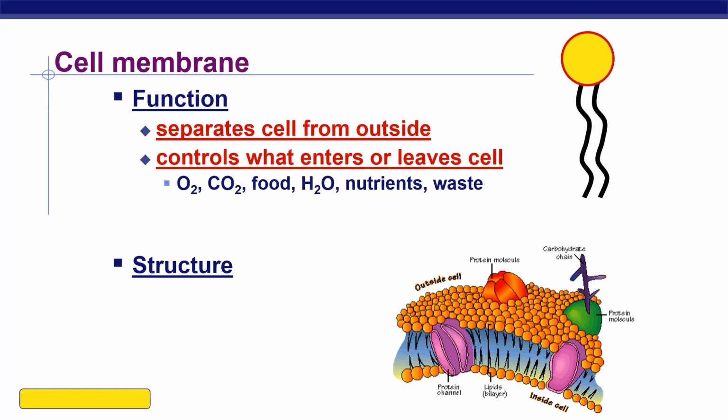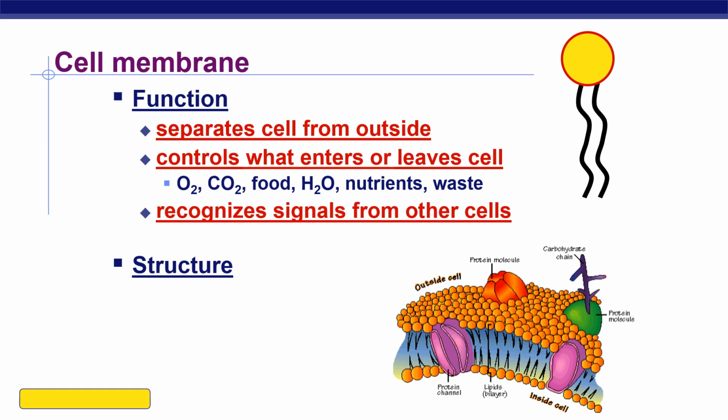We're going to discuss that by and by. What are the different materials that enter or leave the cell? We have oxygen, carbon dioxide, food, water, nutrients, and waste. It also recognizes signals from the other cells. That's the reason why, dear students, our cells are also reactive. It allows communication between cells. So let's look into its structure. Look into the cell membrane, guys.